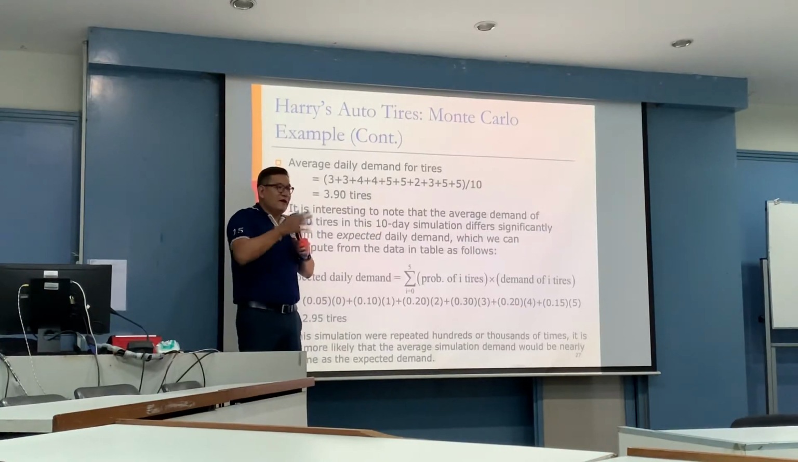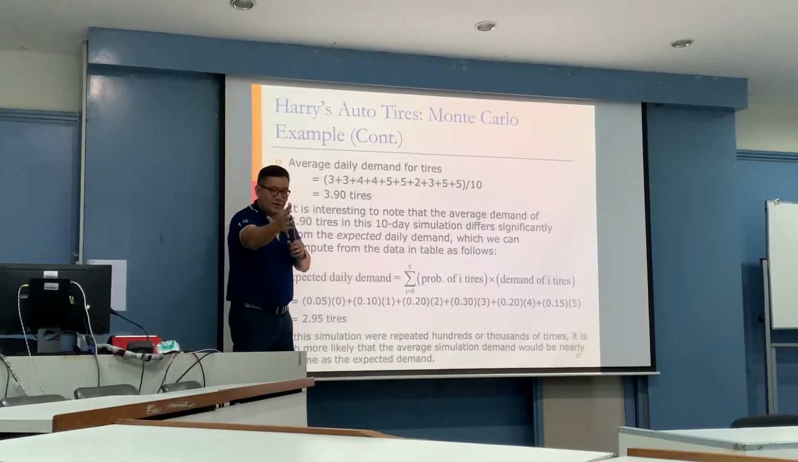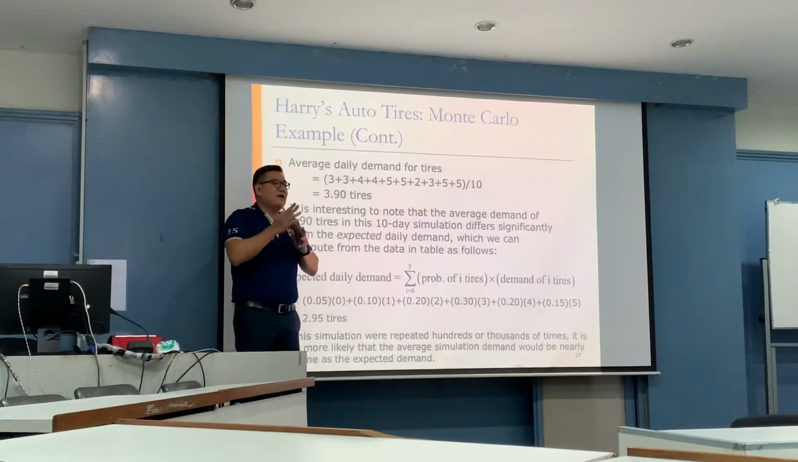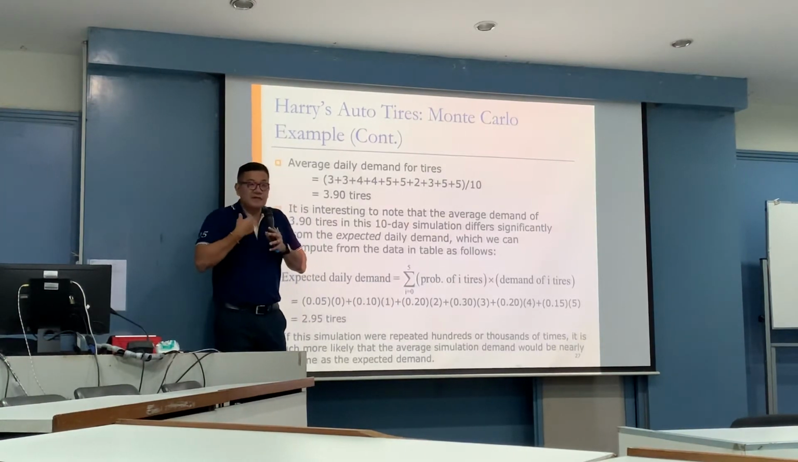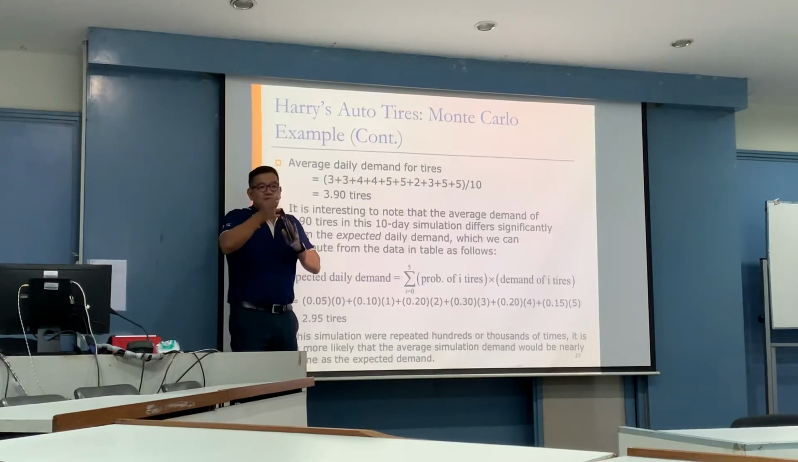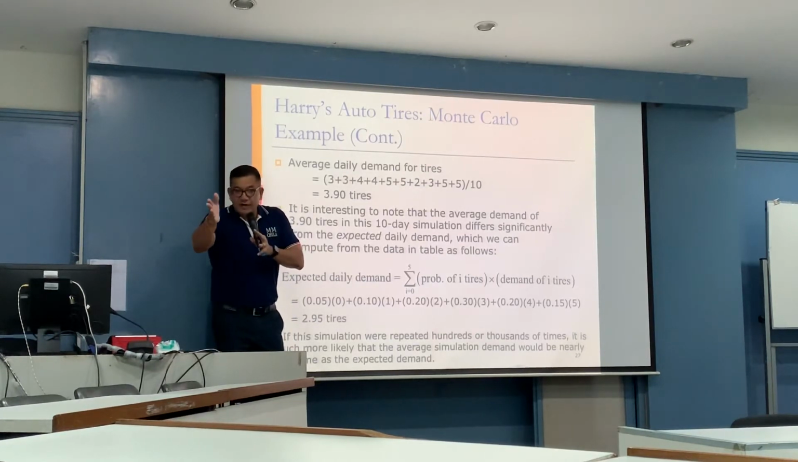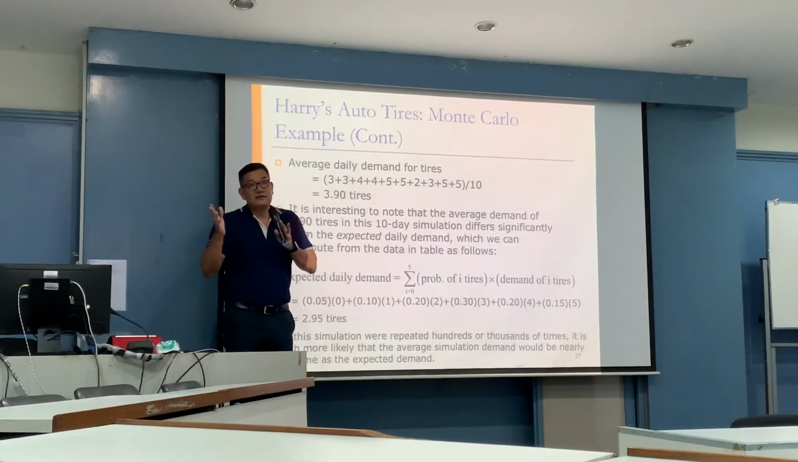We cannot specify, okay, demand equal to 2.9. We can say that, based on your confidence, 99% or 95%, you believe that demand is going to lie within the range of 2.8 to 2.9, something like that. So this is the real Monte Carlo.